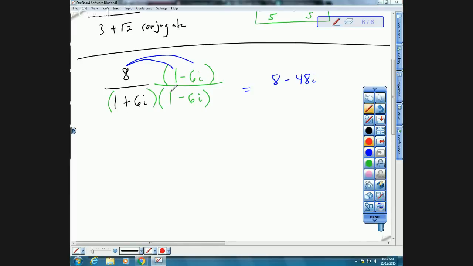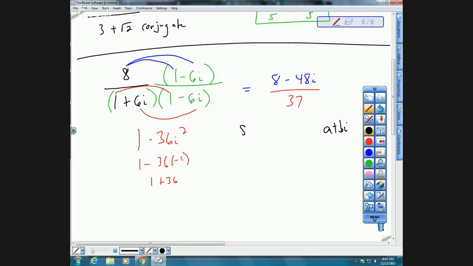On the bottom, the middle terms cancel out, so all we really need to do is 1 and 6I times negative 6I. So I'd do 1 minus 36 times negative 1, which would be 1 plus 36. So that becomes 37. But again, we got to write it in that A plus BI form, so it's 8 divided by 37 minus 48 divided by 37I. So you're just separating that out.